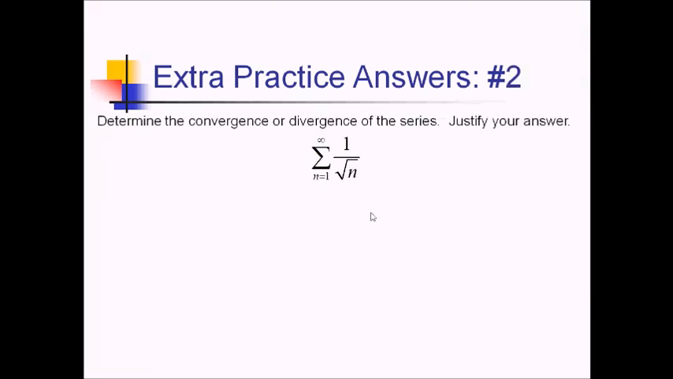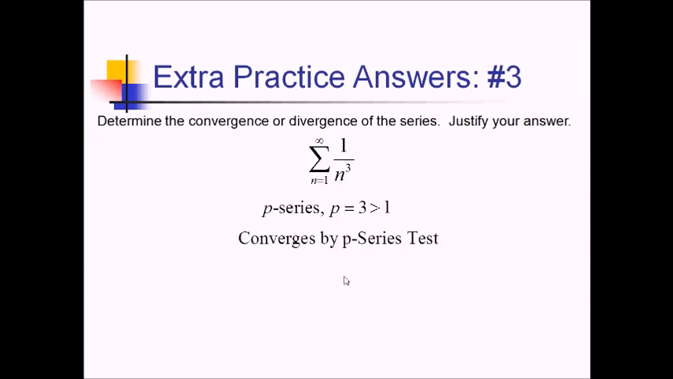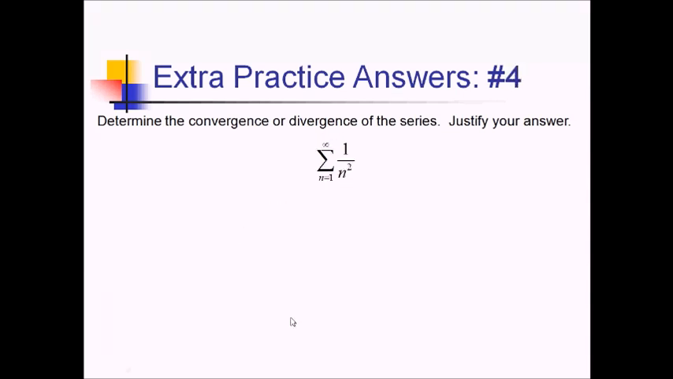For this one, trying to find the convergence or divergence, this series is a p-series with a p-value of 1/2. This is really n to the 1/2 down here. Since that is less than or equal to 1, that means this is going to diverge by the p-series test. For this one, we have a p-series with a p-value of 3. Since that is greater than 1, that means this series converges by the p-series test.